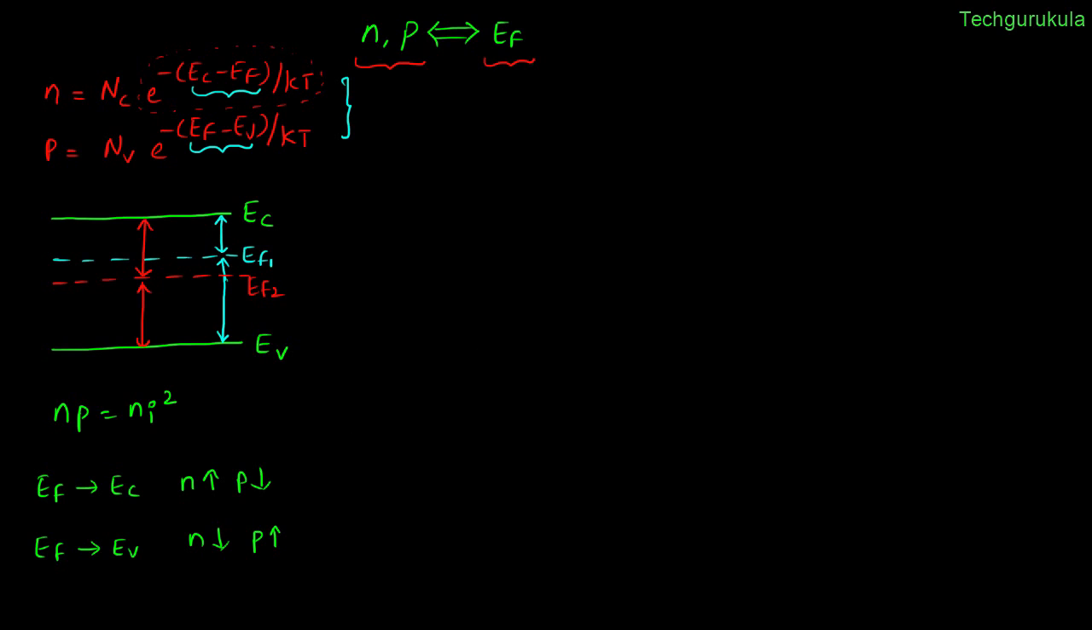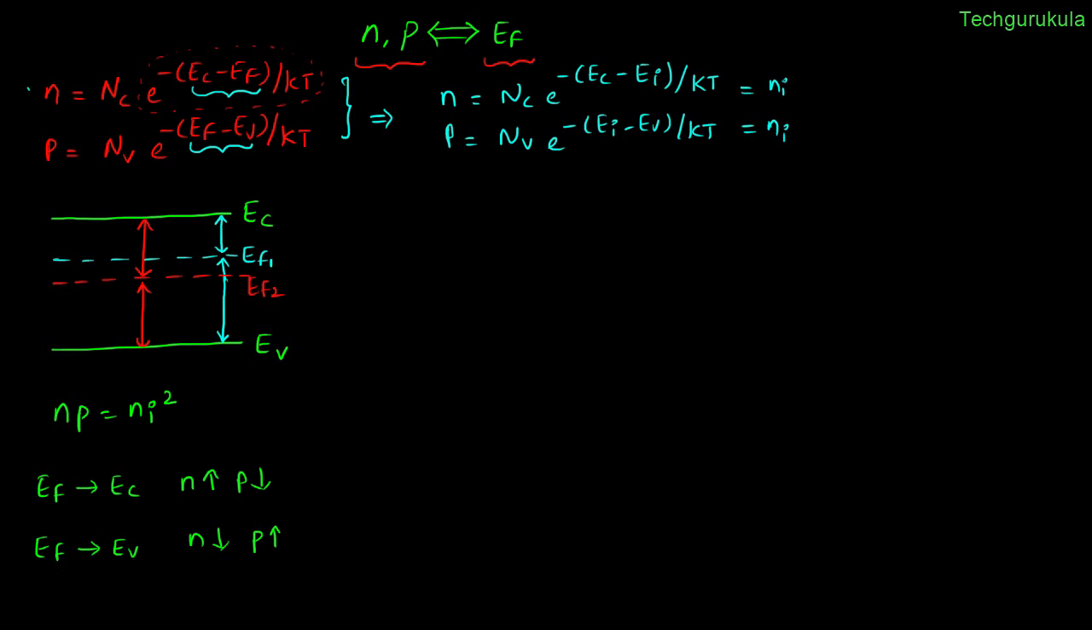These expressions for intrinsic semiconductor can be written as n is equal to Nc times e power minus of (Ec minus Ef) over kT. The Ef for intrinsic semiconductor is called Ei, representing the intrinsic semiconductor's Fermi energy level, and for p we can write Nv times e power minus of (Ei minus Ev) over kT, and both of them are equal to ni. We know in intrinsic semiconductor n is equal to p equal to ni.